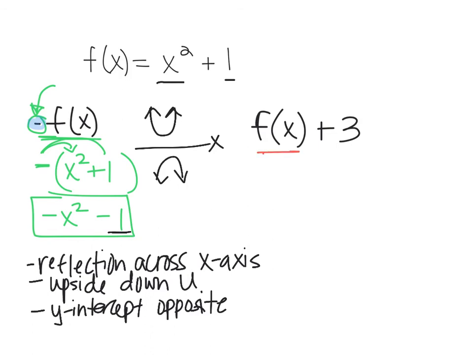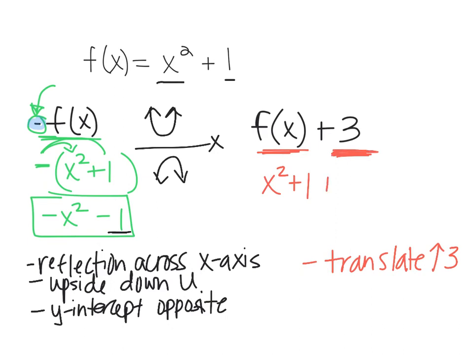This one says take the whole function, add 3 to it. Before I even do anything to this one, hopefully you know if you're adding 3, it's going to translate up 3 units. So it's going to slide this function up 3 units. So it's a vertical translation. When I transform it, it says take my function, x squared plus 1, was my original function. Now add 3 to it, so plus 3. I end up with x squared plus 4. Here's my new function.